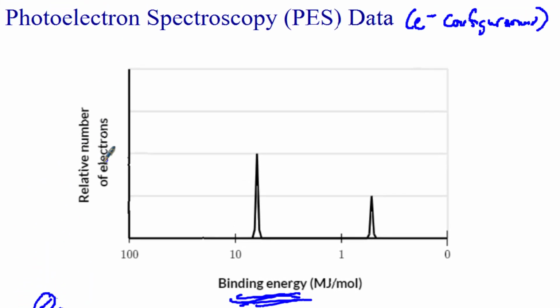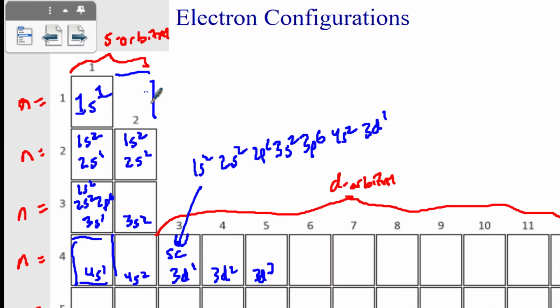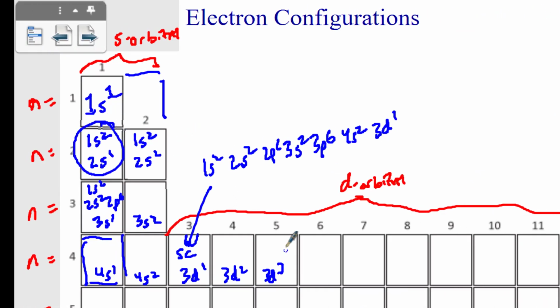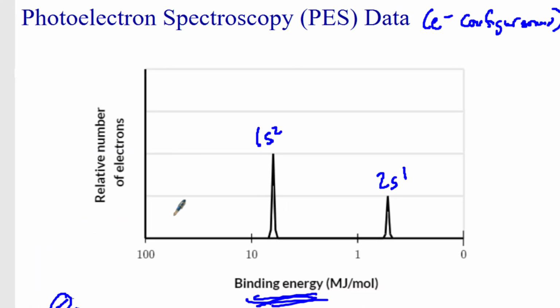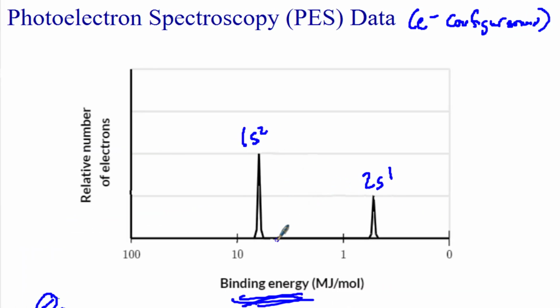The relative number of electrons is how many electrons you have. So you can see this one here, there's 2 electrons, which means that would be the 1s2. Why would it be the 1s? Because the 1s is closest to the nucleus, which means it's the most attracted. It would take the most energy to remove, and so that's the 1s2. Now you can see the height of this is only 1, which means that would be 2s1. So 1s2, 2s1. What element is that? That's lithium, 3 total electrons.